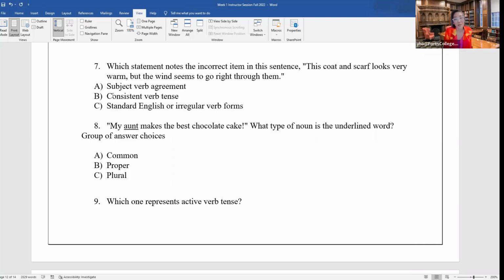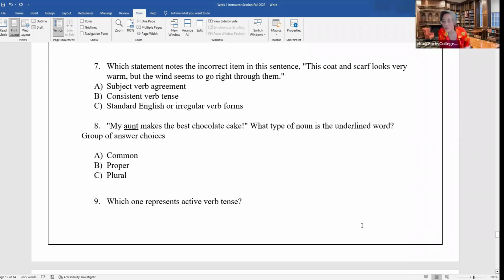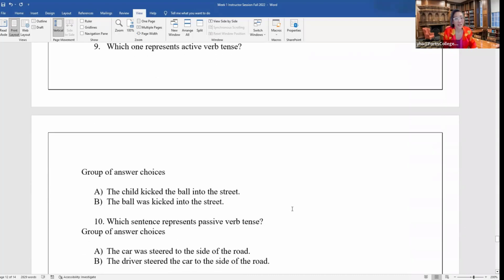My aunt makes the best chocolate cake. What type of noun is the underlined word? Is it A, common, B, proper, C, plural? Justin. A, common. Oh, there are 2 other people that didn't show up. Sorry. Yes, correct.